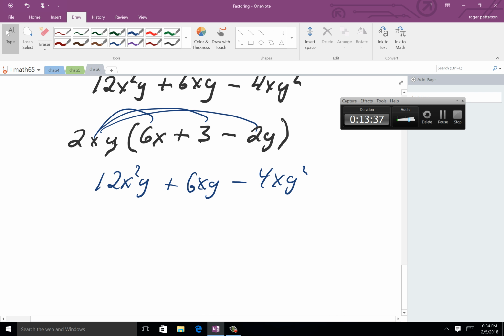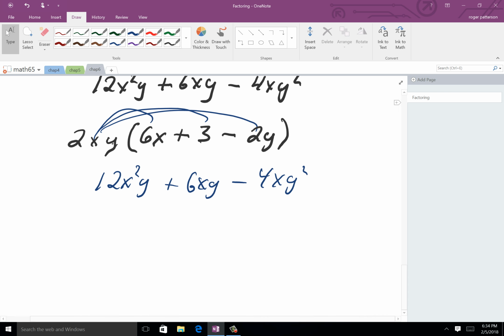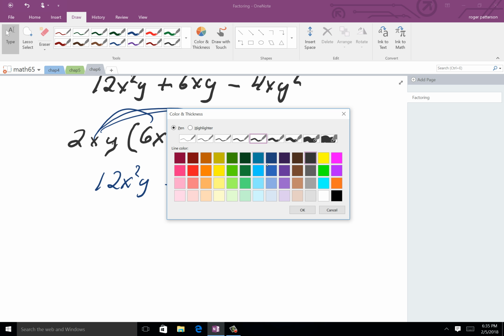So, any questions on taking something out of there? Questions on how to do that? All right. So we're not going to do difference of 2 squares. That's the next thing on the list. But we're going to take a look at some trinomial stuff.